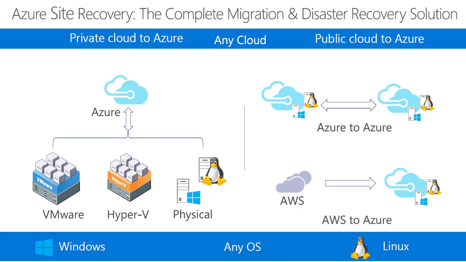So the ability to support any cloud, that means private cloud to Azure, on-prem to Azure, public cloud to Azure, and again, that's VMware, Hyper-V, physical machines, but also public cloud to Azure, so Azure to Azure, from Azure to a different Azure region, and from third-party public cloud like AWS VMs, being able to migrate or fail over those into Azure, and supported again across really any OS across Windows and Linux.